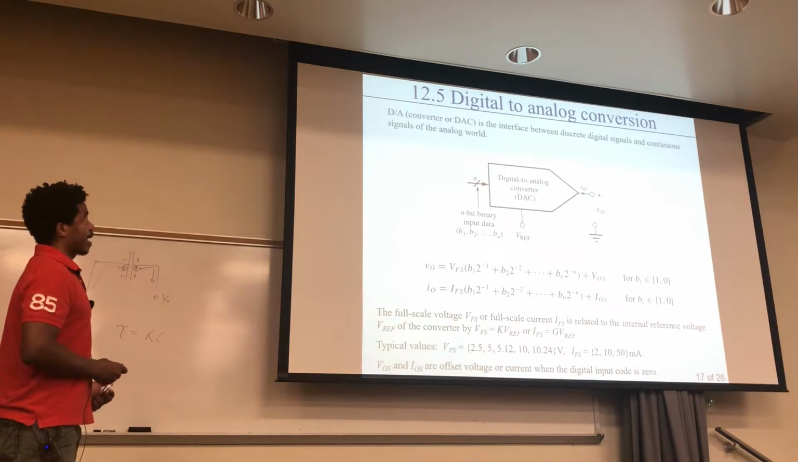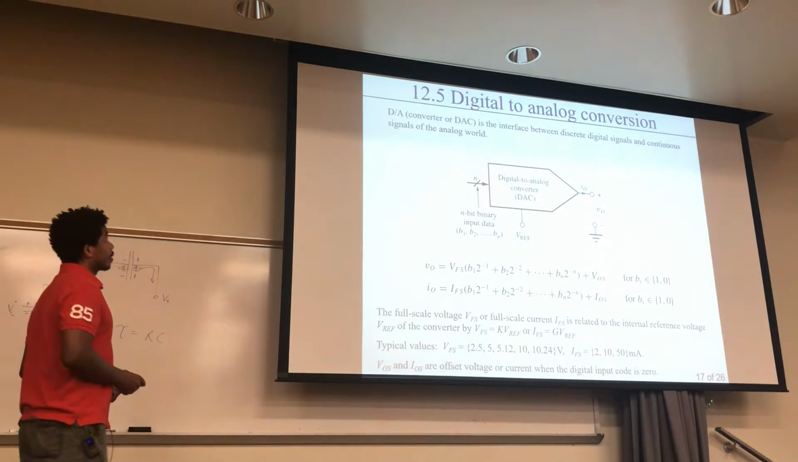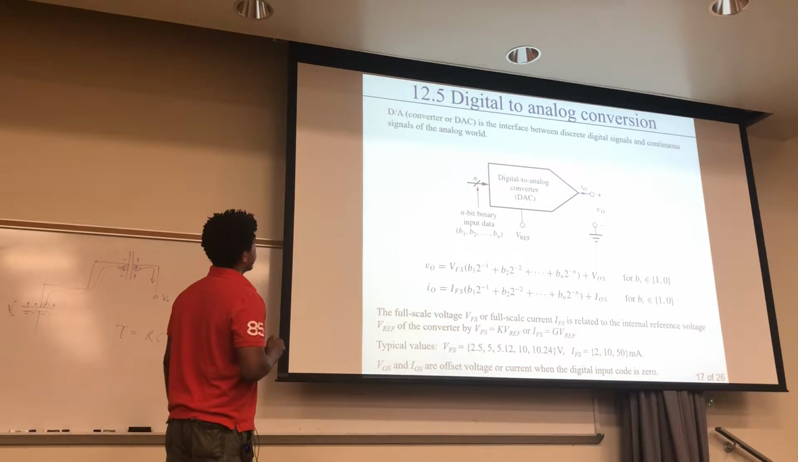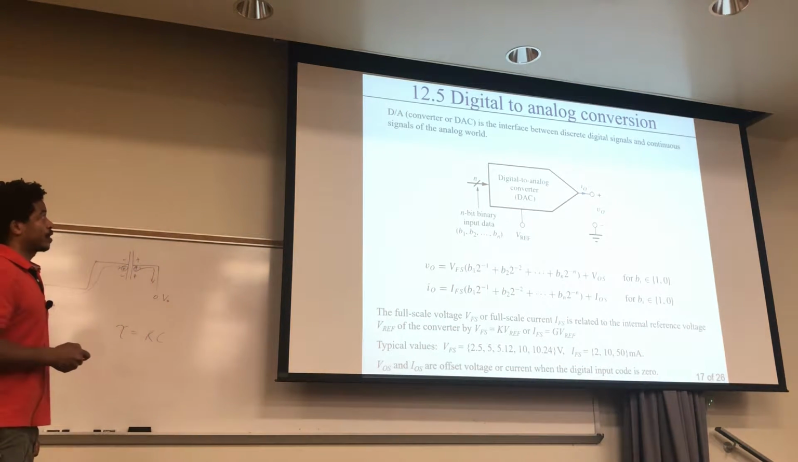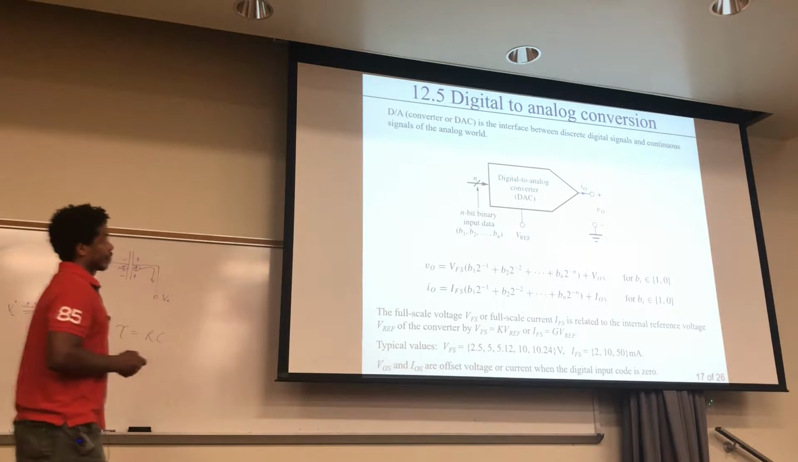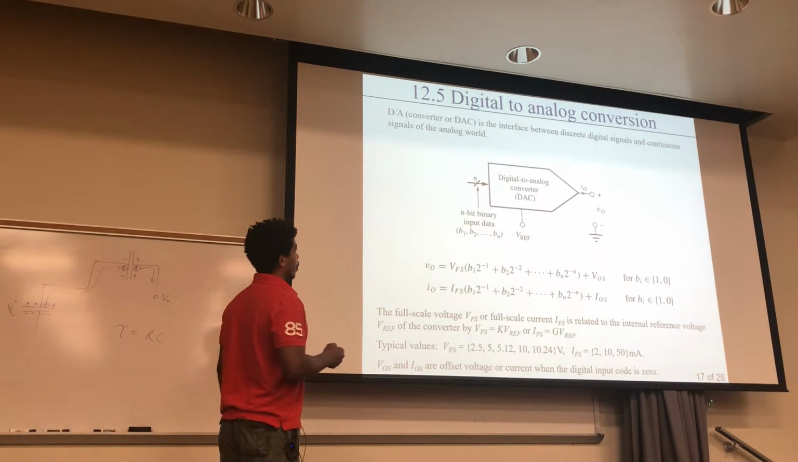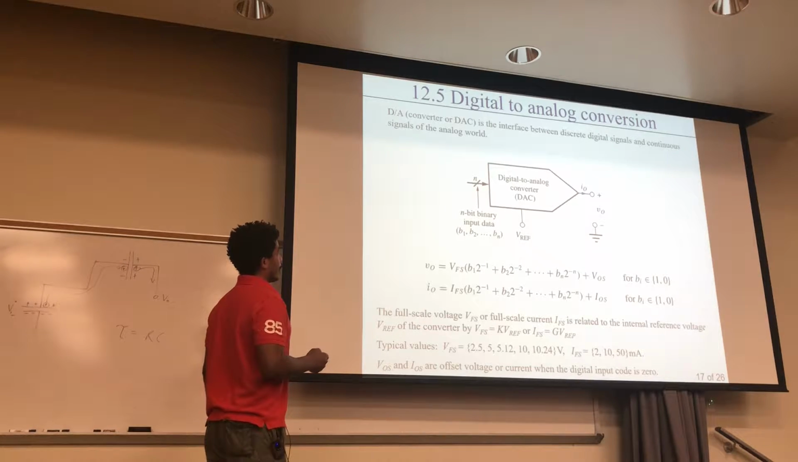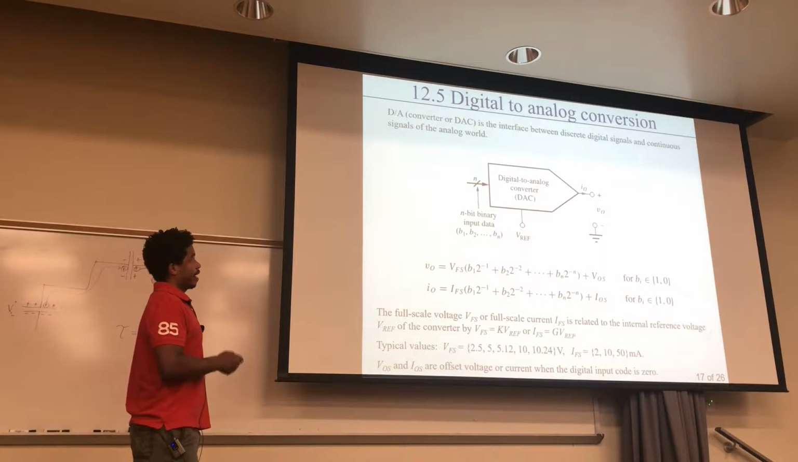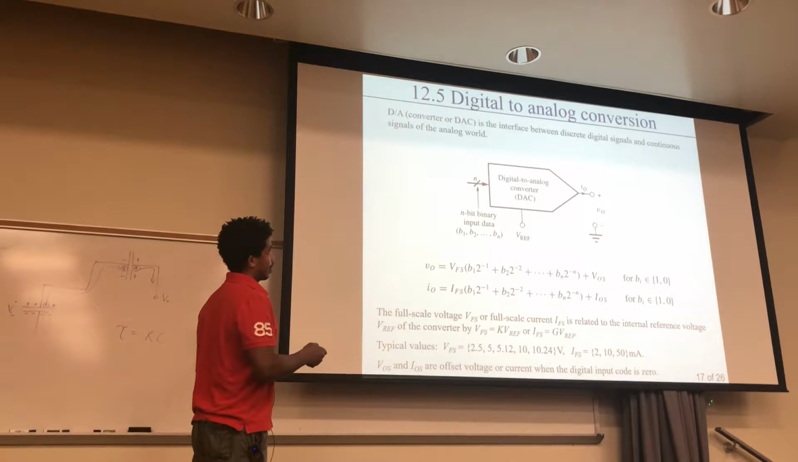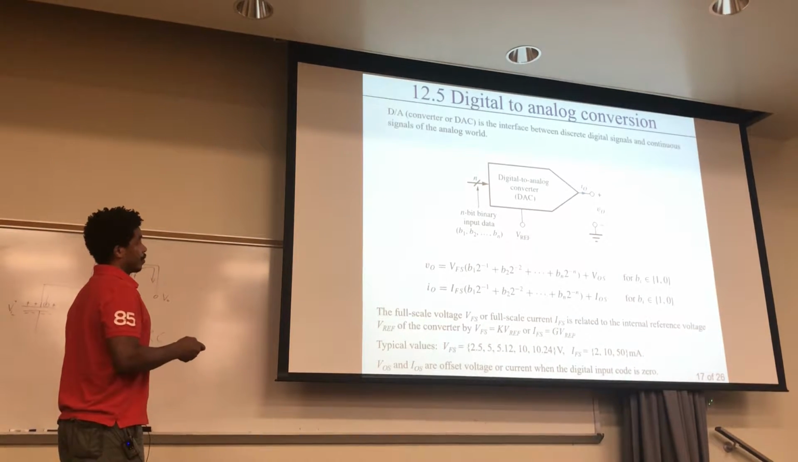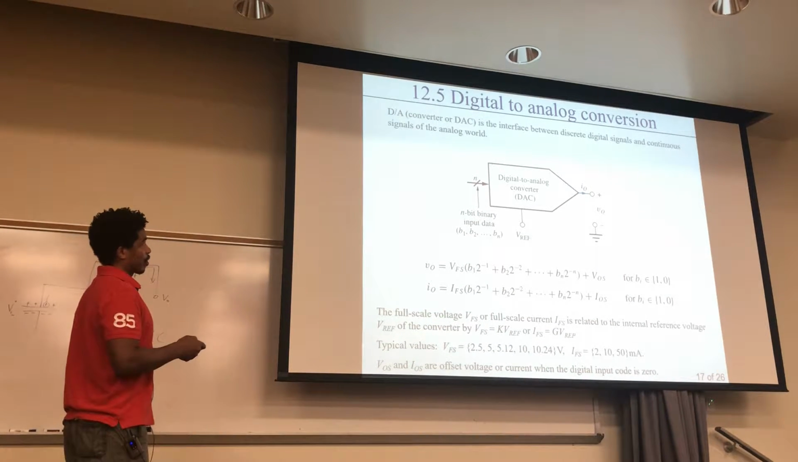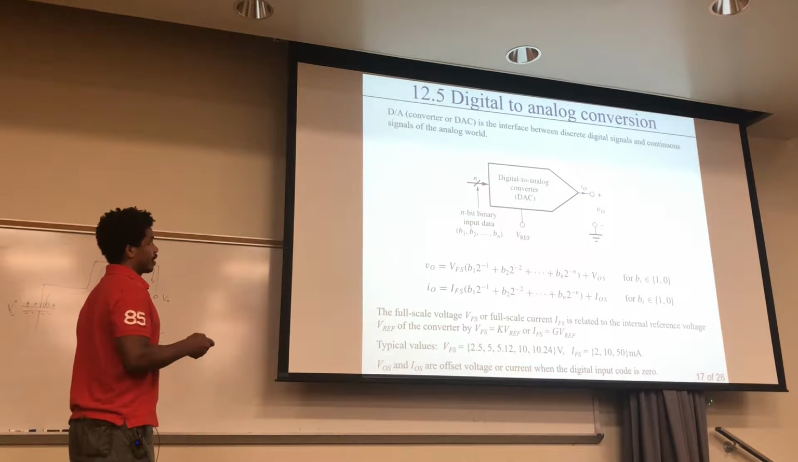So moving on to digital to analog conversion. They're written like this, D to A like that, or DAC. So this is the interface between discrete digital signals and the real world, which is continuous. So you have your DAC right here, your digital to analog converter. You have some binary input into that, and you have your reference voltage, and then you have your output. So it's converting your digital input to some sort of continuous analog signal coming out.